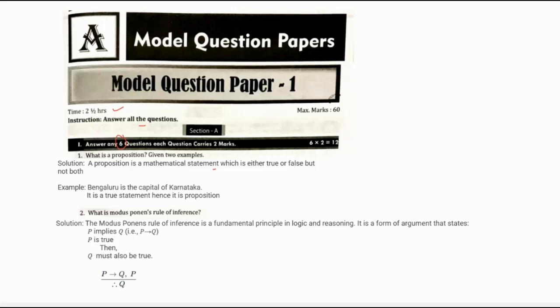So either the statement should be true or it should be false. It cannot be both. If it is both, then it is not a proposition. For example, Bangalore is the capital of Karnataka. It is a true statement, hence it is a proposition.